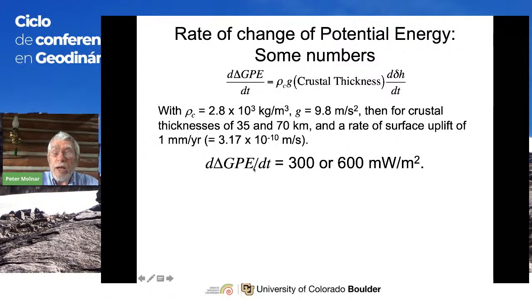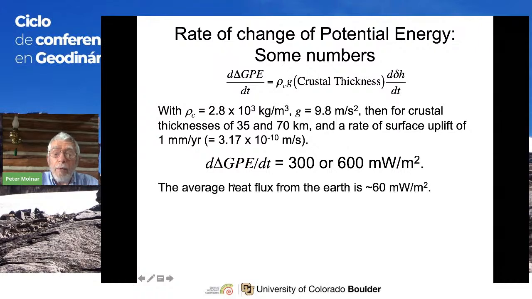The rate of change of potential energy per unit area is 300 or 600 milliwatts per square meter. That's just multiplying these numbers together. And the difference between these two is simply that the crustal thickness is greater when you get to 70 kilometers. To raise it 1 millimeter a year is twice as hard as raising it when it's 35 kilometers. I remind you, the average heat flux from the Earth is 60 milliwatts per square meter. 1/10 of this, 1/5 of that.